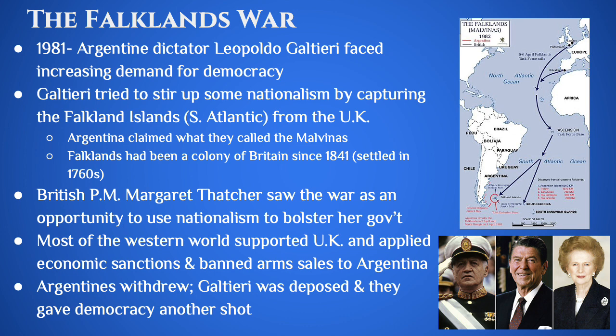In the early 80s, the Argentine people really start pushing for more democracy. And the dictator, Leopoldo Galtieri, decided that nationalism would be a great way to get the people back on his side and stop complaining and wanting more democracy. And so there are these tiny islands off the coast of Argentina that were possessions of the United Kingdom. And the British referred to them as the Falkland Islands, and the Argentinians referred to them as the Malvinas.